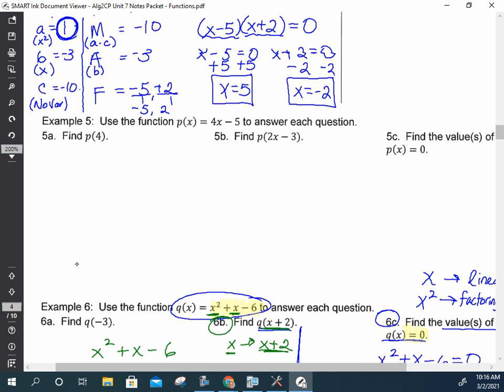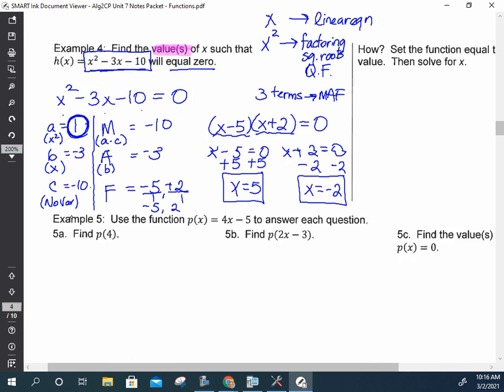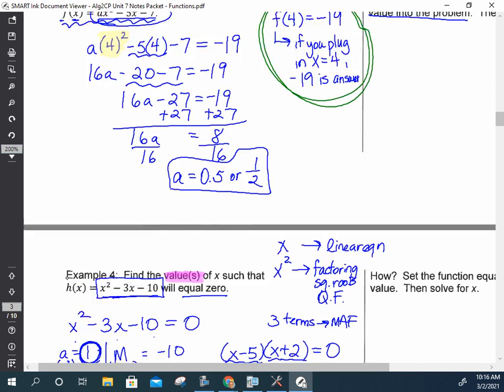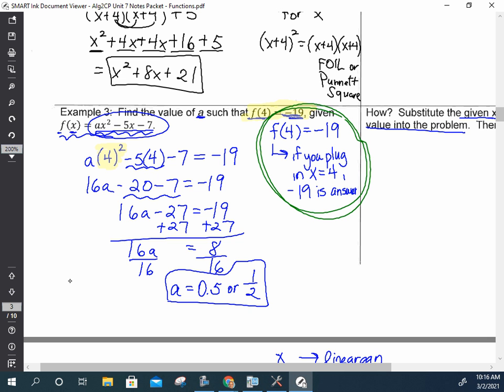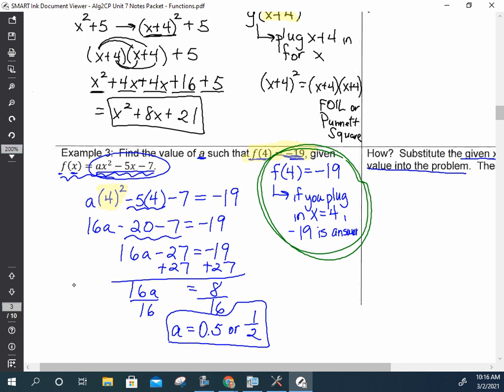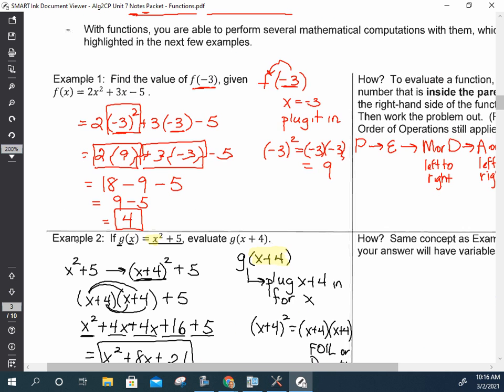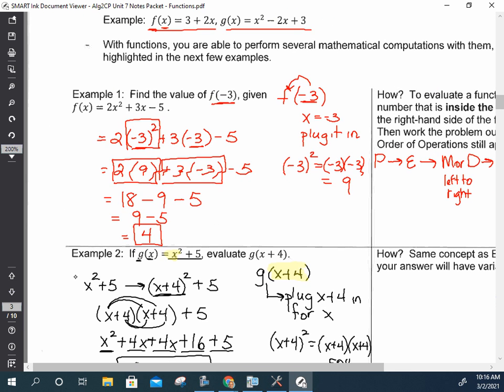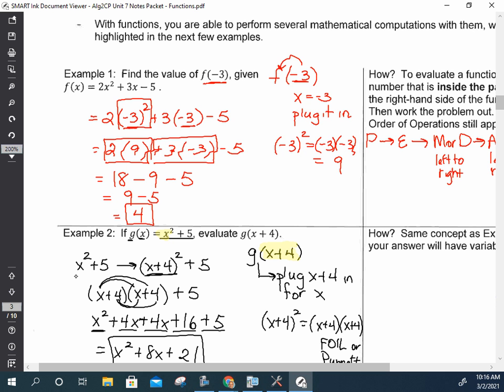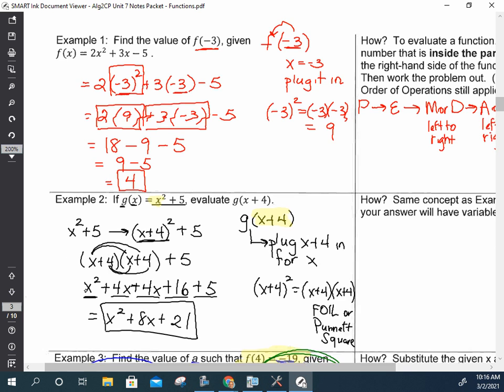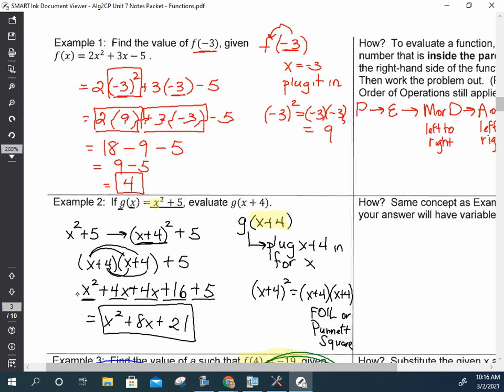So we've done 2 examples of example 4. We only did 1 example of example 3, so I'm assuming people are pretty okay with that. We did 2 examples of example 2, and we did 1 example of example 1. That one's pretty simple, you're just plugging in. Any questions before we look at the homework assignment that goes with this section?